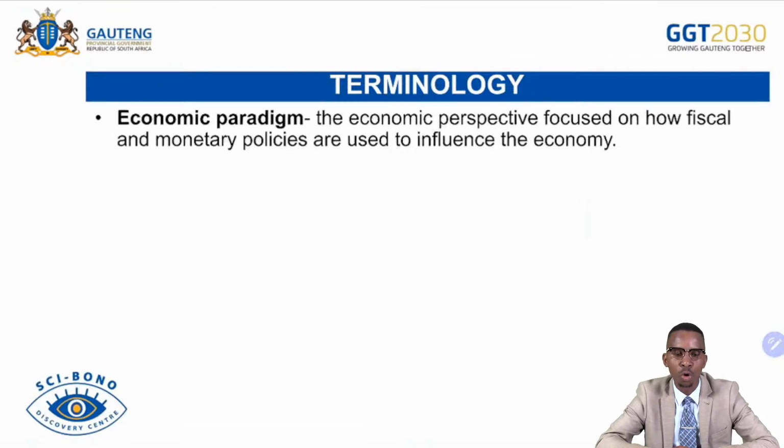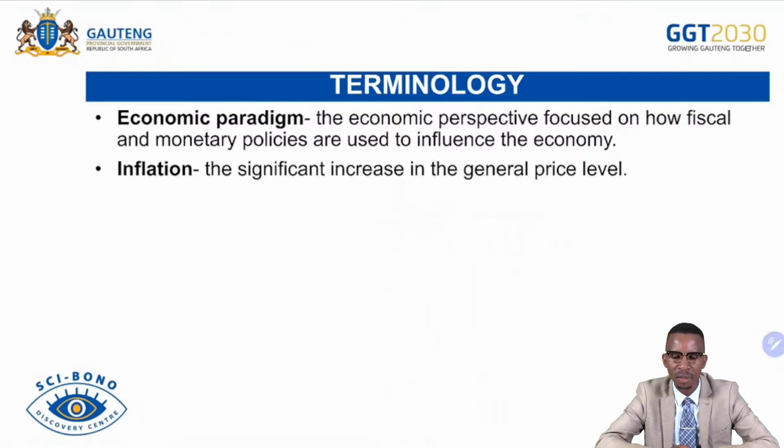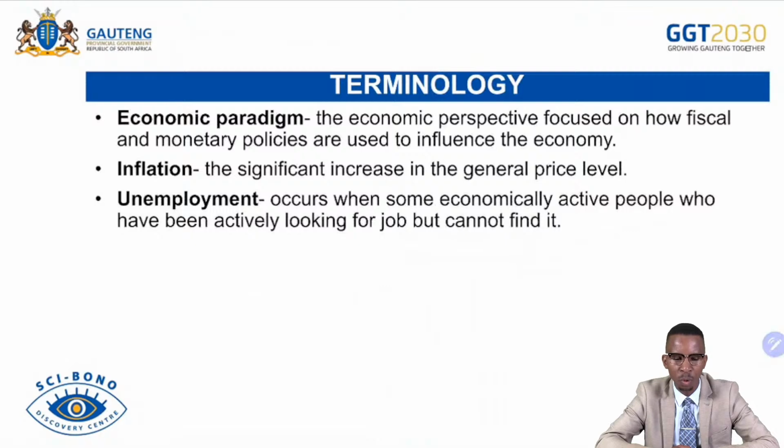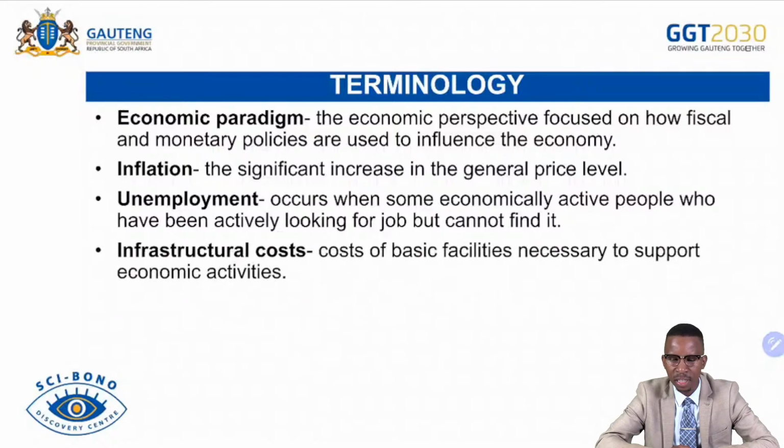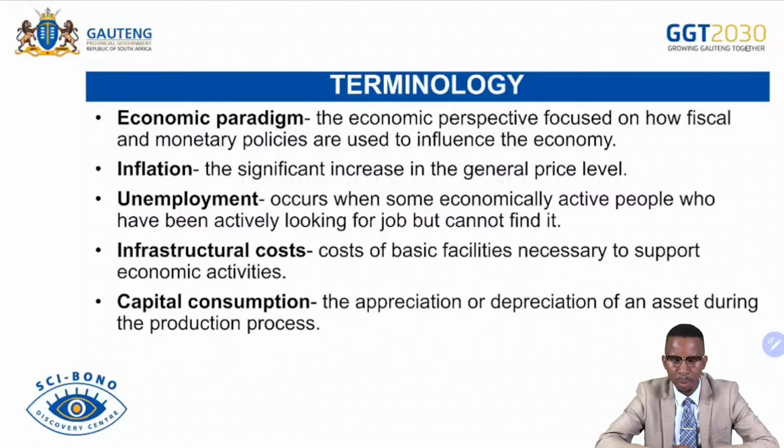First, we have economic paradigm, which is known as economic perspective, focusing on how fiscal and monetary policies are used to influence the economy. Inflation, which is a significant increase in the general price level. Unemployment, which occurs when some economically active people who have been actively looking for a job cannot find it. Infrastructure, the cost of basic facilities necessary to support economic activities. Capital consumption, the appreciation or depreciation of an asset during the production process.